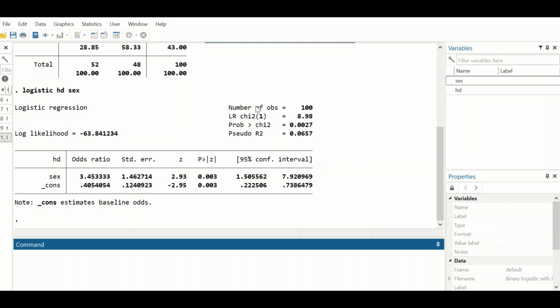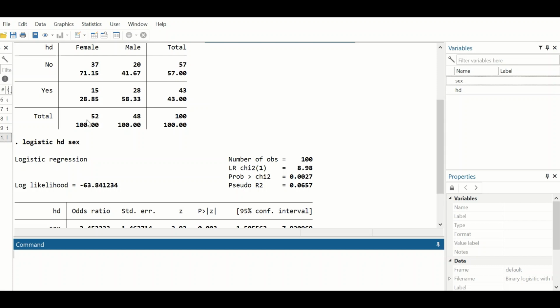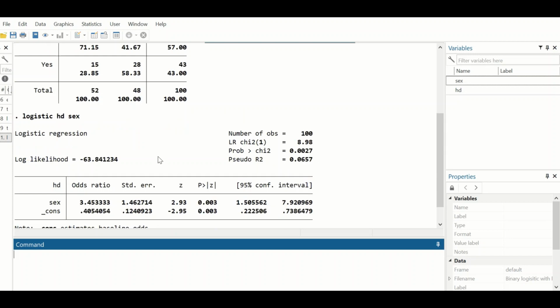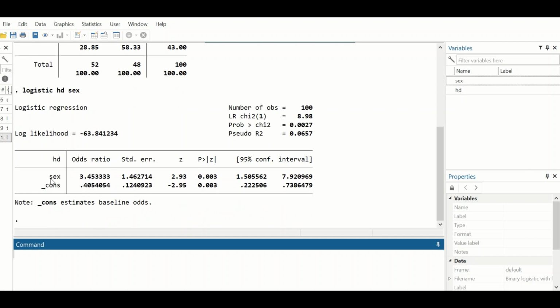Looking up here, the number of observations is 100, as shown here, 52 females and 48 males. So the total number is 100 participants. The odds ratio here for sex is 3.45. In logistic regression for sex, the females have a value of 0 and the males are given a value of 1. So the females are used here as the reference category, and the comparison here is to the reference category, which is the females. So this data means that the males have a higher odds ratio.